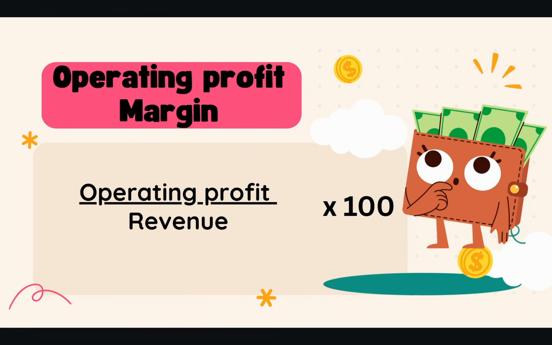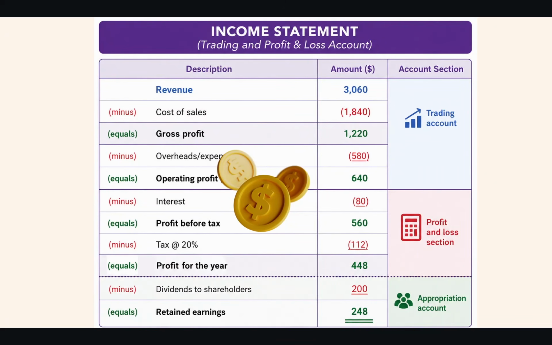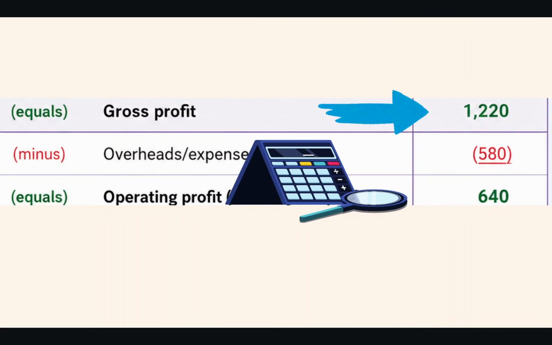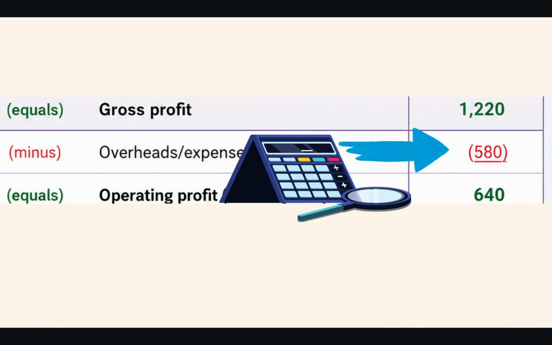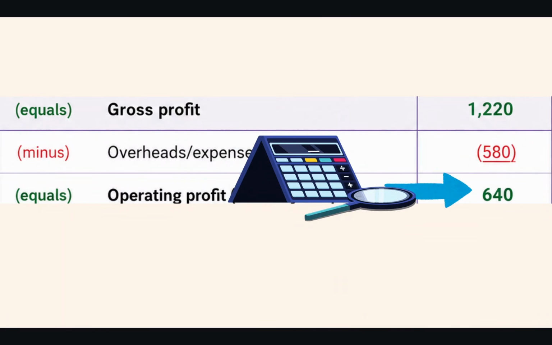Operating profit margin. We'll take operating profit divided by revenue times 100. Now again, we will need information from an income statement in order to calculate operating profit margin. Here we're concerned with the gross profit, the overhead expenses, and that will give us the operating profit if I take gross profit minus overhead expenses.